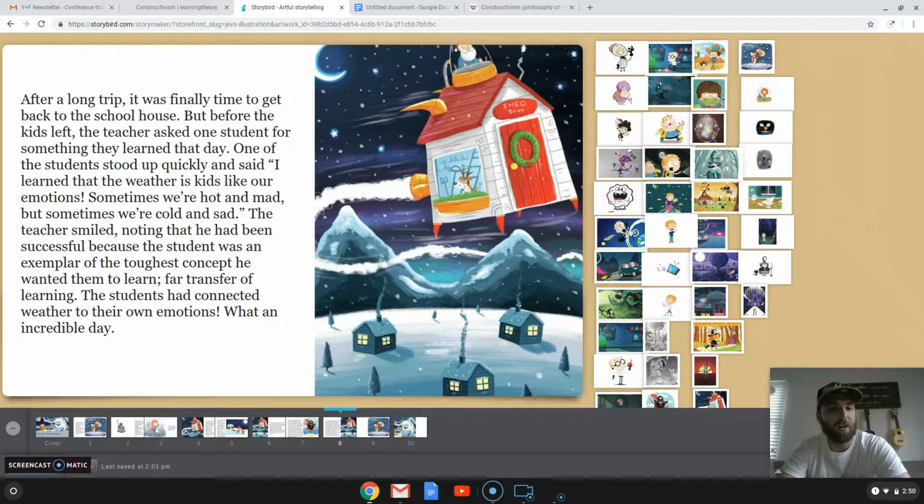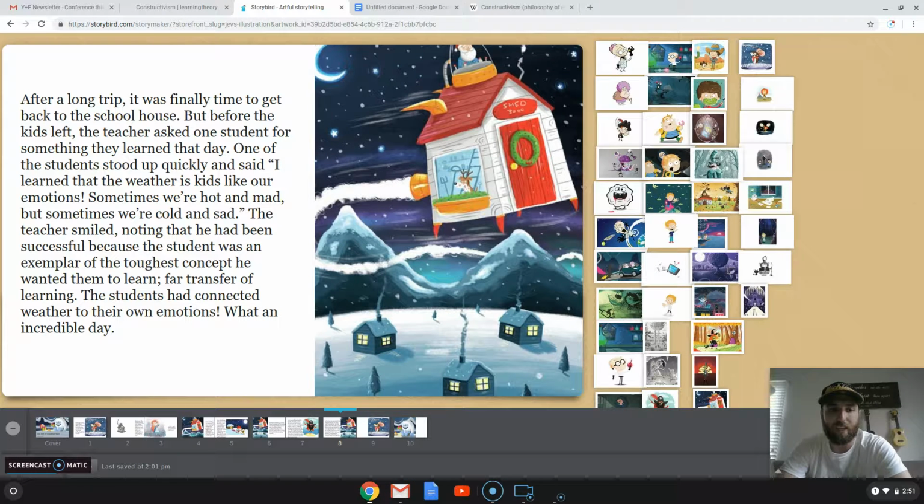After a long trip, it was finally time to get back to the schoolhouse. Even though they're in it, it's time to get back to where the original schoolhouse was situated. Situational learning. But before the kids left, the teacher asked one student for something they learned that day. And one of those students stood up quickly and said, "I learned that the weather is supposed to be kind of like our emotions. Sometimes we're hot and mad, but sometimes we're cold and sad."